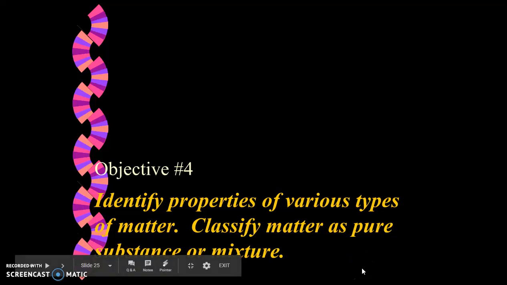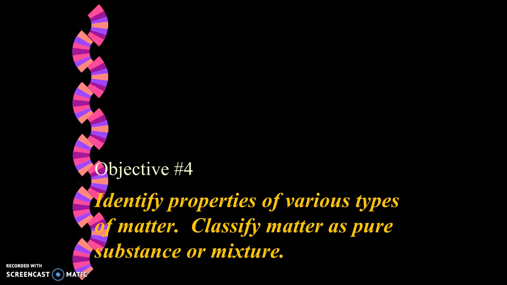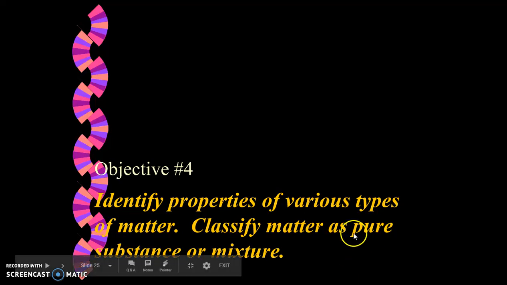So this is the screencast for Honors Chem Unit 1 for objectives number 4 and number 5. So objective number 4 is identify properties of various types of matter. So we're going to talk about classifying matter as a pure substance or as a mixture.